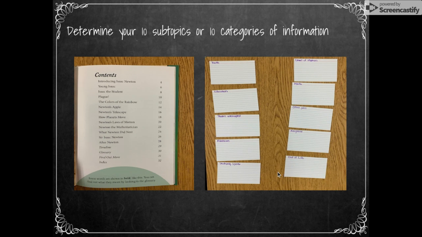Okay, and then as I take notes, I'm going to be writing details for each of these as I come across information that goes in it. So when I come across other jobs he did, I'm going to put them here. When it talks about his mathematics, I'm going to put it here. When it talks about his education, I'm going to put it on the education note card.